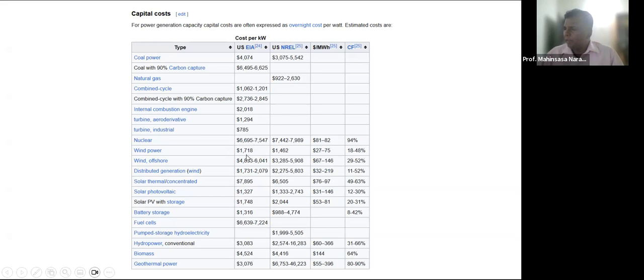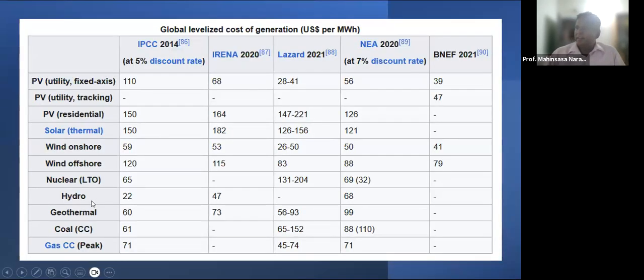Solar photovoltaic and wind are in somewhat of a closer range. Then there are some other values. This is the levelized cost of energy generation. For PV, if you take the 5% discount rate, that is for 1 megawatt hour of generation, a number of US dollars. Then PV is 110 and coal 61.